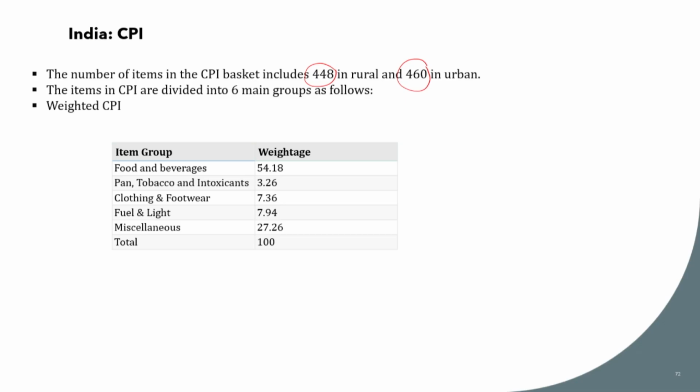These are the main groups: food and beverages, pan, tobacco, intoxicants, clothing and footwear, fuel and light, and miscellaneous. They are also given weightage. The largest weightage is given to food and beverages, based on the quantity of consumption. Of all these goods and services, food and beverages occupy 54.18%. That is what we calculate as the weighted CPI. So this weightage is also used in the calculation of the CPI.